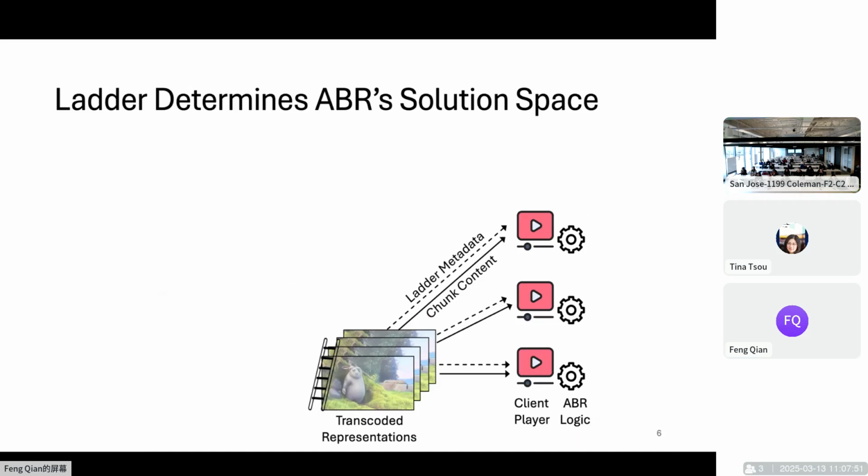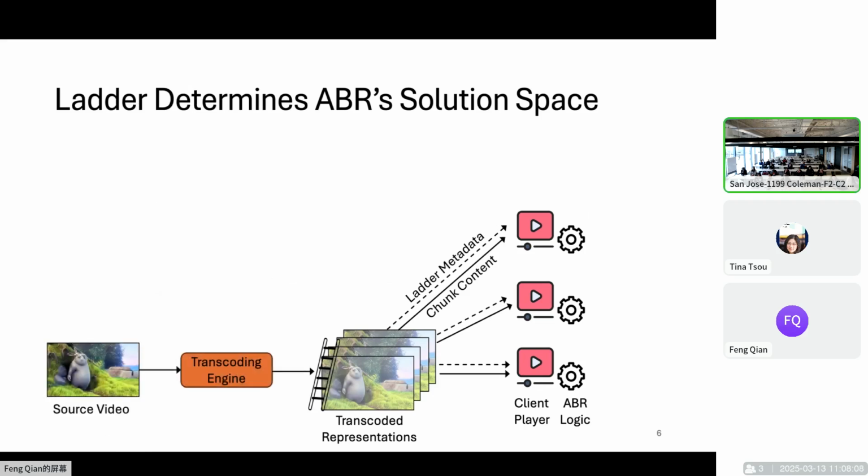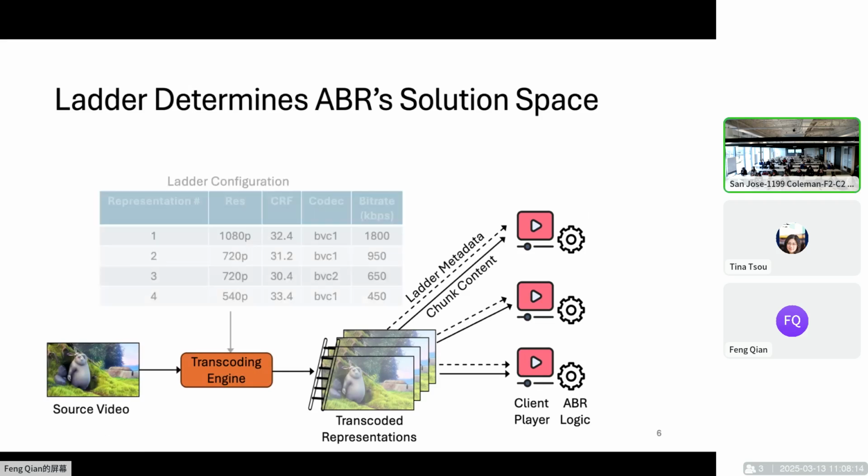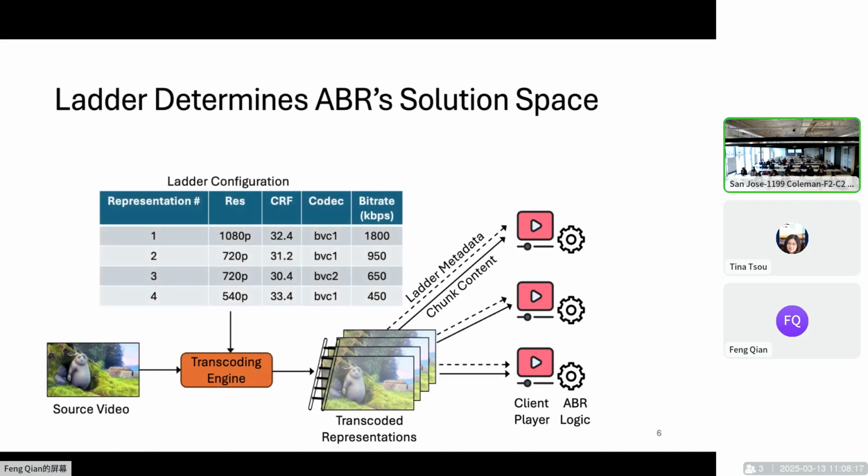Okay, so remember I talked about this ladder, which consists of multiple representations. The ladder actually determines the ABR solution space. We have multiple transcoded representations in the ladder, and these are distributed to the clients. On the service side, when the user uploads the source video, the source video will be transcoded according to the ladder configuration into these multiple representations. So the ladder configuration is the input to the transcoding engine. Meanwhile, we have a ladder generator that, based on many factors, including the video characteristics and some big data, creates this ladder configuration.